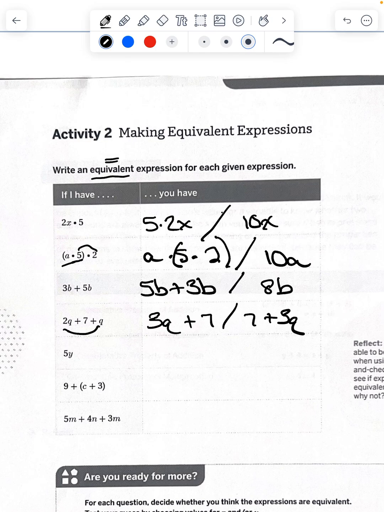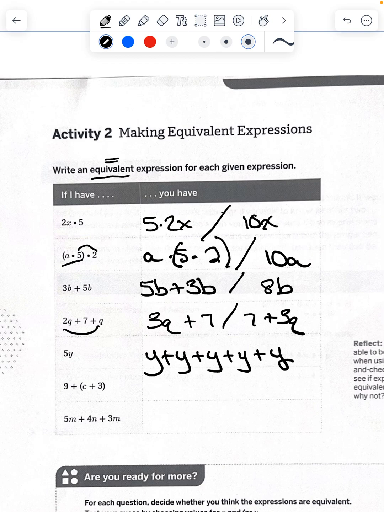Okay. The next one, 5 times y. So this one, you have to actually think in reverse order. 5y, remember multiplication, a number next to a letter means multiplication. That's just repeated addition. So another one that would be equivalent would be y plus y plus y plus y plus y. That would be the same as saying 5 times whatever y is, or just doing the repeated addition.